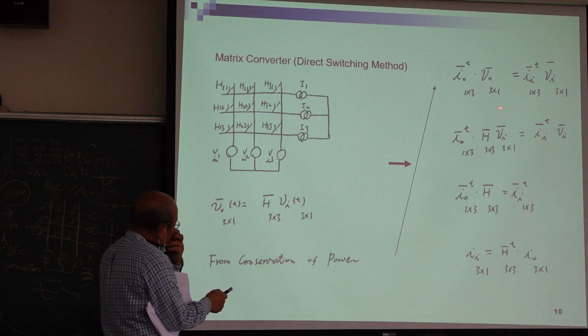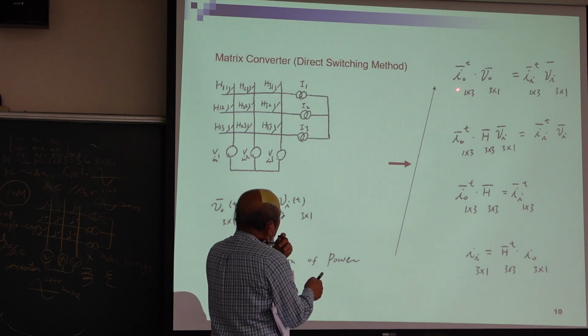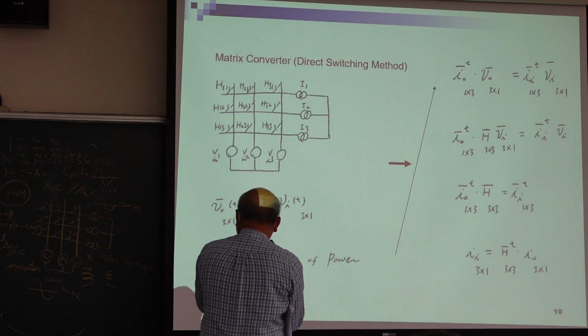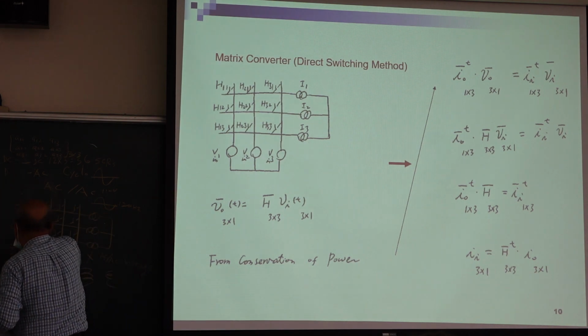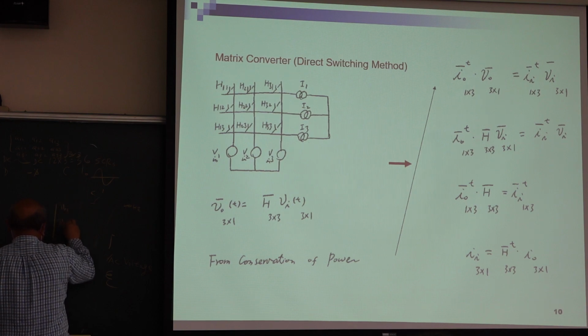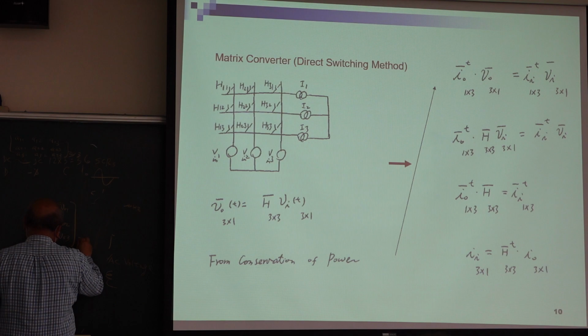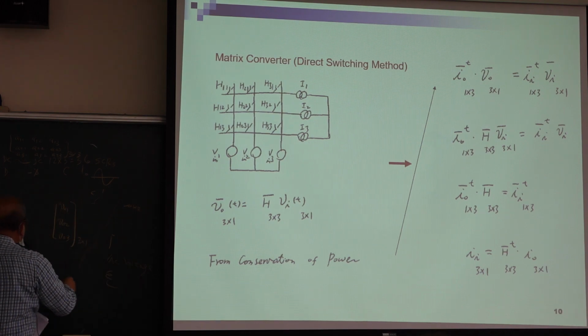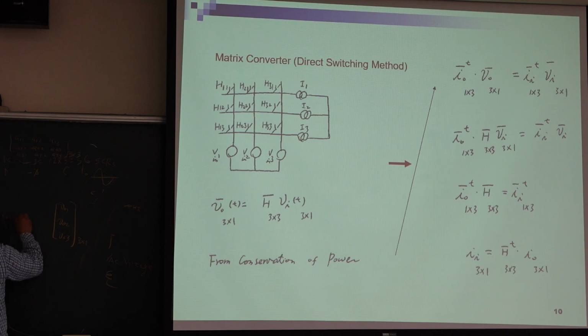And then the current, the power is equal. So VO is 3 by 1. We have VO1, VO2, VO3. How about IO transpose? IO transpose is IO1, IO2, IO3. Then IO transpose multiplied by VO: this is 3 by 1, this is 1 by 3, so it becomes 1 by 1.